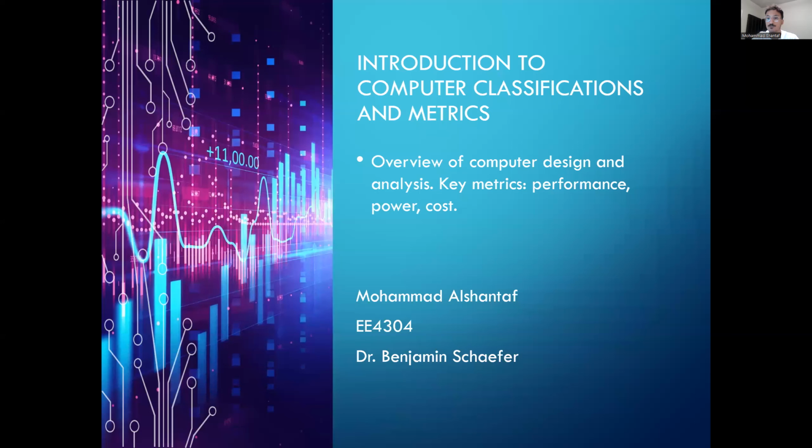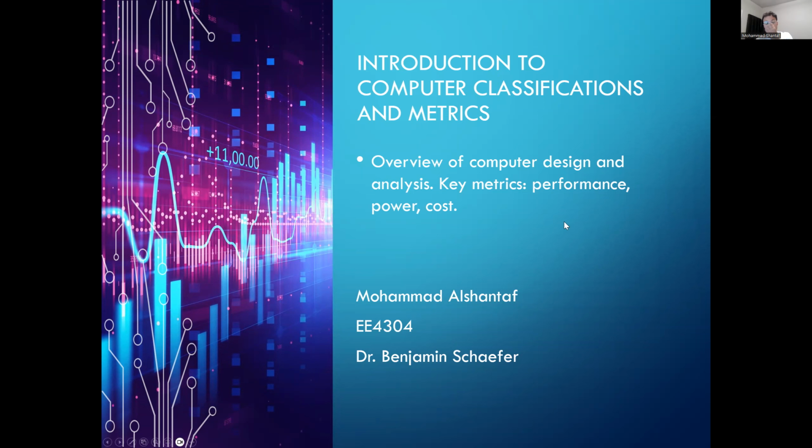Today's slides, we will be talking about homework one, which will be summarizing the introduction to computer classifications and metrics, excuse me. I will share my screen right now to show what is happening over here. That is shown right over here. We have our introduction to computer classification metrics. We're just going to be going over the computer design and analysis.